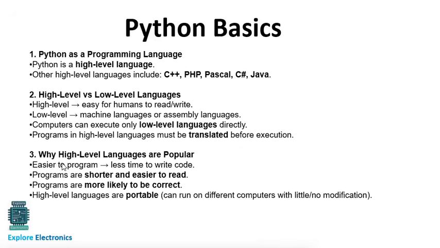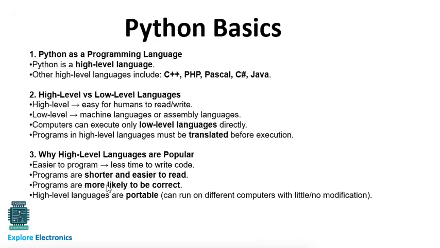Very clear, right? Then why are high level languages popular? Let us see why high level languages are popular. It is much easier to program. It takes less time to write the code. Compared to low level languages, it is very easy to program, it takes only less time to write the code, and it is very easy to understand that code. Programs are shorter and easier to read. Compared to low level languages, the programs are much shorter and easier to read or write, and the syntax is very easy to understand as well. That's why high level languages are very popular.